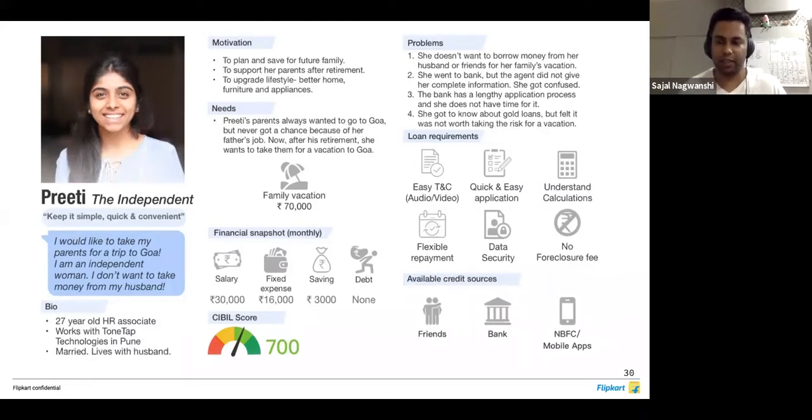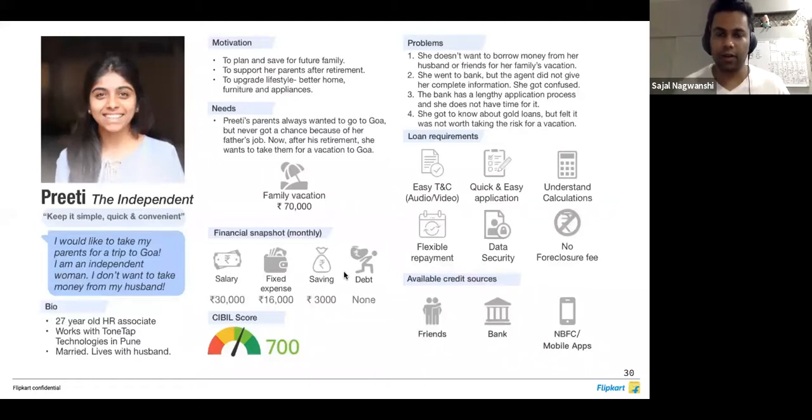So what we did was we identified all these user needs and we personified this. What you see over here, Preeti, is a hypothetical character completely built from real data, and who has a backstory to her. There's a proper reasoning behind why she is the way she is, right? It's a real character based on the data that we had observed on the field. So she's 27 years old, works for a company in Pune, and she's married and lives with her husband. She has a need for borrowing money for family vacations, and this is her financial snapshot.